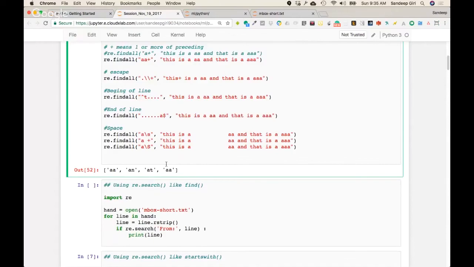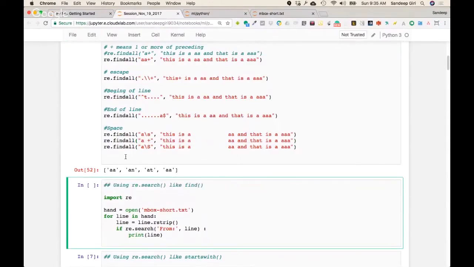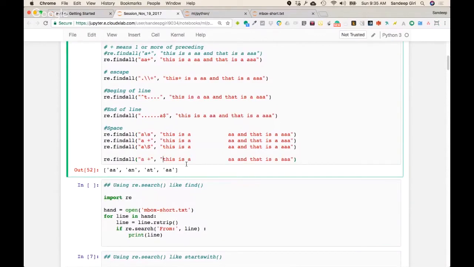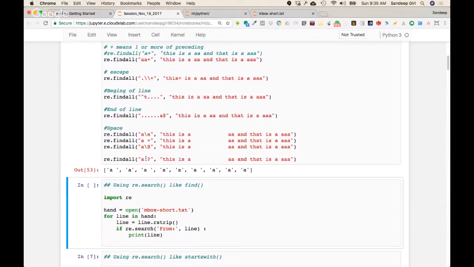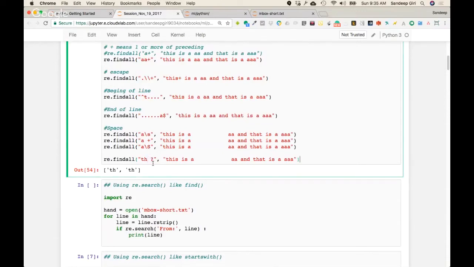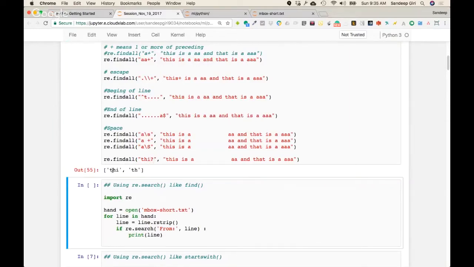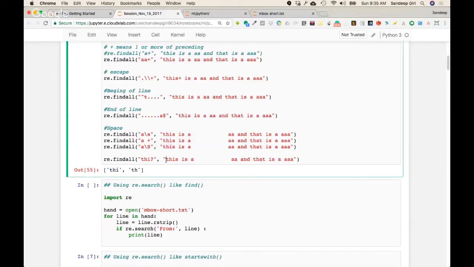All right. So asterisk is done. Now there is something called question mark. Question mark is something which we should discuss right away. Question mark means 0 or 1 character. So here we are saying A followed by a single space or no space at all. Or we could also say TH followed by either space or no space at all. If I say THI, it will match with THI, which is this, or it will match with this, that, TH of that.